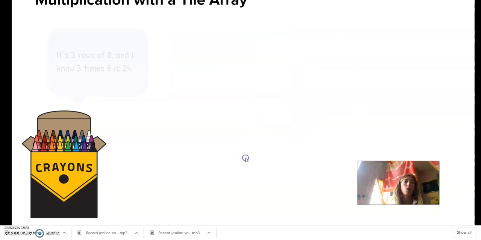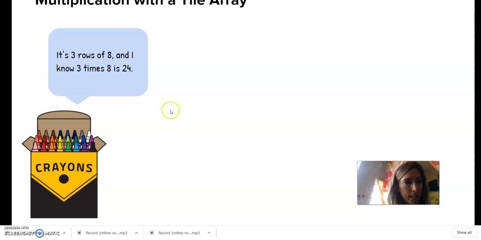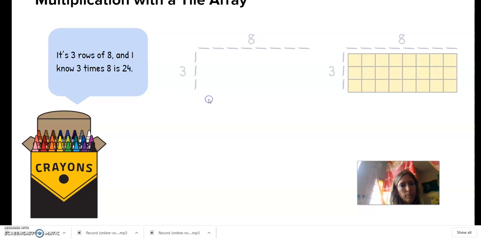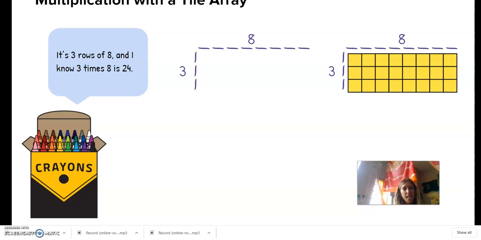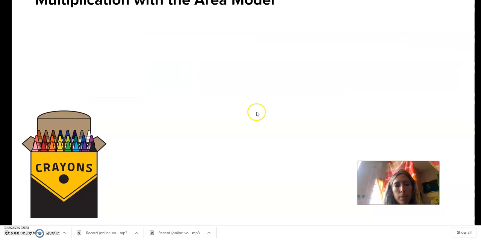All right, okay. Yet another way. This person said it's 3 rows of 8. And I know 3 times 8 is 24. Well, what would that look like visually? Let's see it. What do you see? Here is a tile array. We have a 3 by 8, and we filled it in with those tiles, with those ones. And we ended up getting 24, okay?